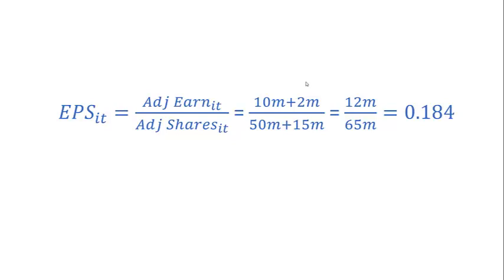And so to calculate our diluted earnings per share number, we're going to have adjusted earnings of $12 million, an adjusted number of shares of 65 million, and that's going to give us a diluted earnings per share number of 0.184. And you can see that this is less than the 0.2 that we had when that was our basic earnings per share number, and you can see how this is a dilutive security.